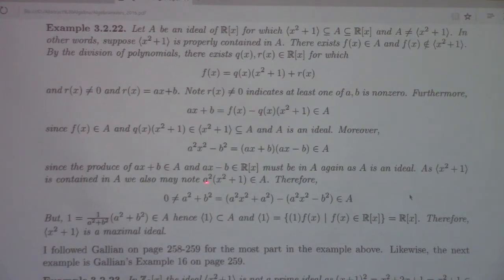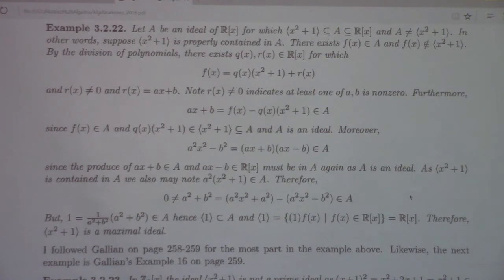We also have that a squared times x squared plus 1 is in the ideal, so check it out. a squared plus b squared is non-zero by assumption, since a and b are the coefficients in the remainder, and that's non-zero. But a squared plus b squared is also equal to this. This is a very sneaky argument. Look at this, they cancel to give a squared plus b squared. What does this show? This shows there's a non-zero real number inside A.